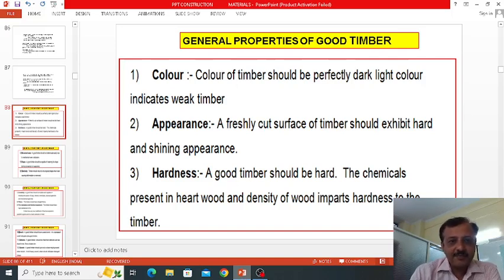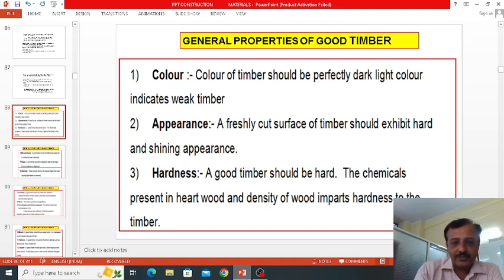In today's class, let us discuss the general properties of good timber. First is color. Color of timber should be perfectly dark. Light color indicates weak timber. Whenever you are going to select a timber for your construction work, you have to keep in mind these properties. What type of color of timber you have to use? The dark color you have to see. Light color indicates weak timber.